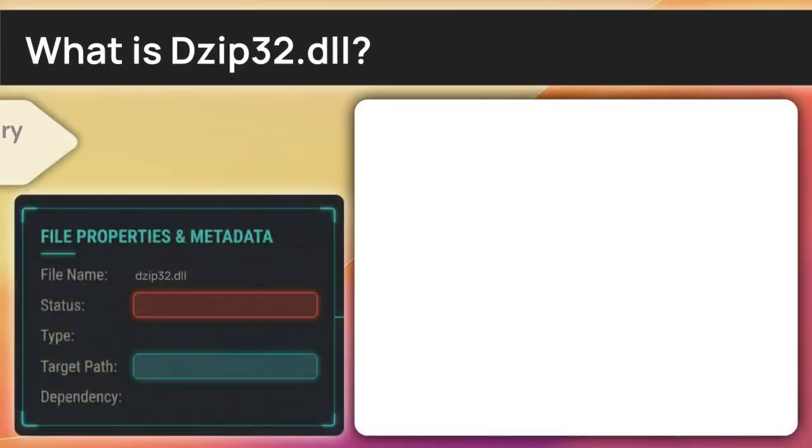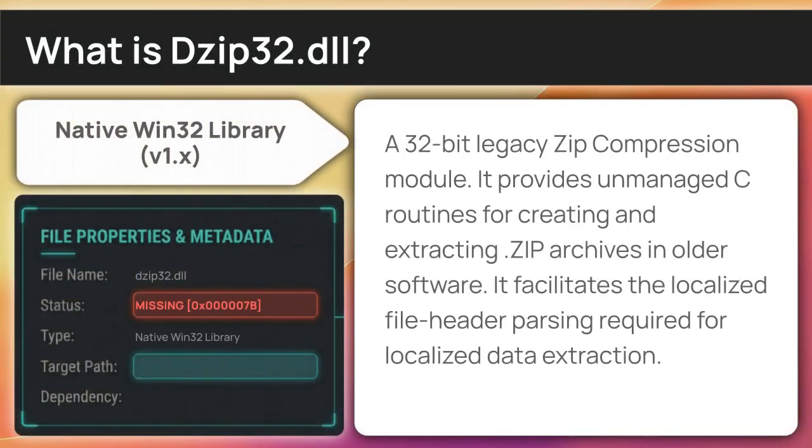This is the dzip32, a 32-bit legacy zip compression module. It provides unmanaged C routines for creating and extracting .zip archives in older software. It facilitates the localized file header parsing required for localized data extraction. Now that you're up to speed on the file's role, let's begin the repair process.